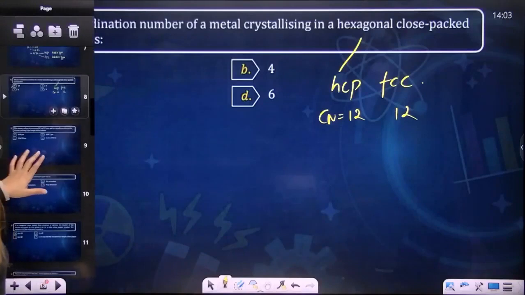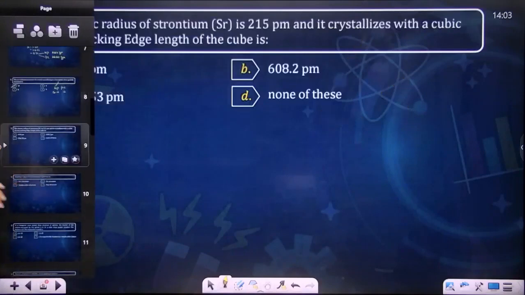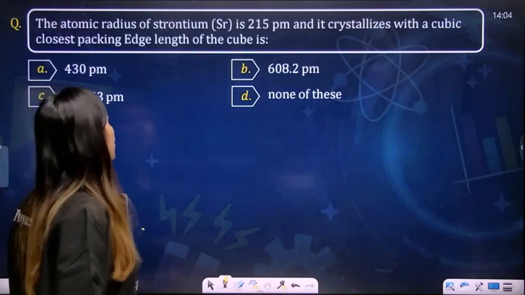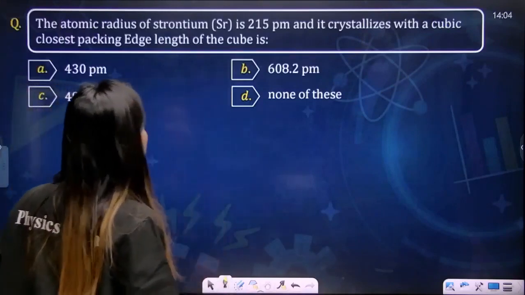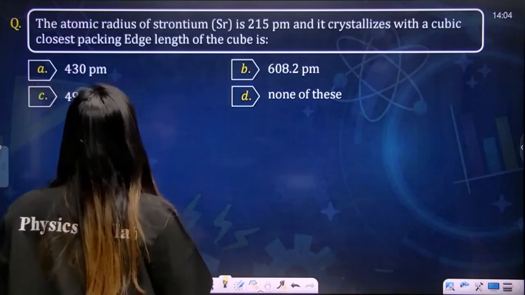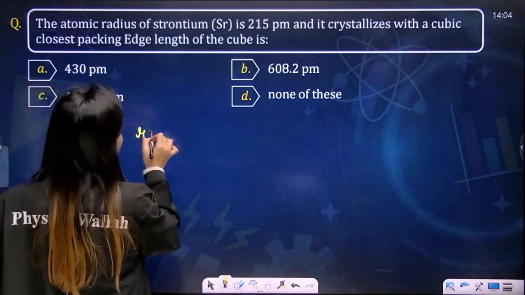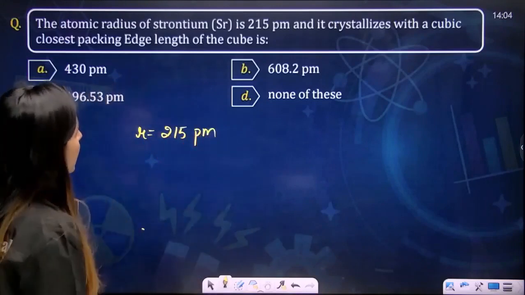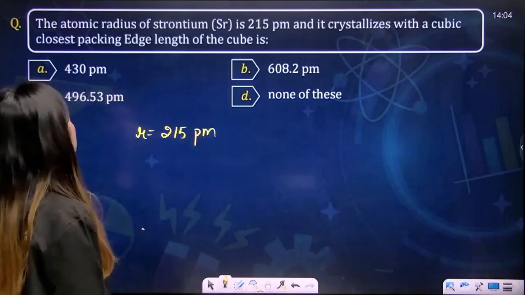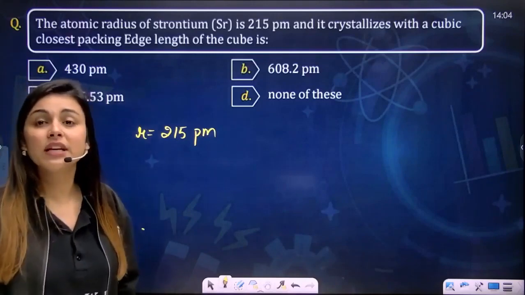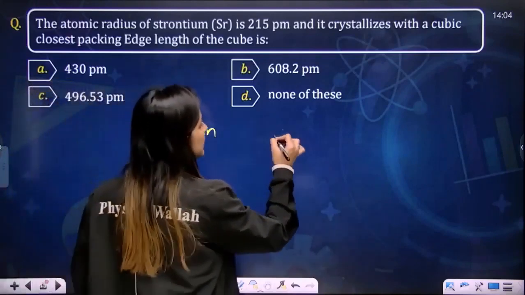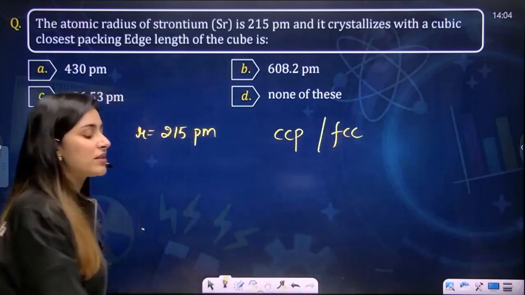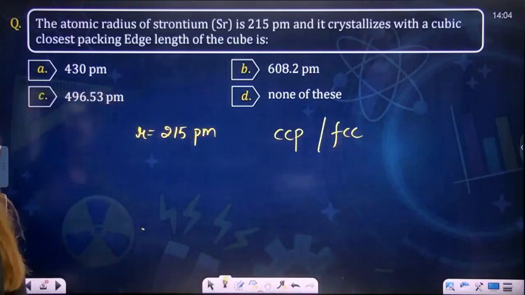Let's talk about the next question. The next question says that the atomic radius of strontium is 215 picometers. So it is giving you the radius of an atom, which is 215 picometers, and it crystallizes with a cubic closest packing. This means that it is talking about the CCP lattice, or we could say FCC lattice. So it crystallizes in a FCC lattice.